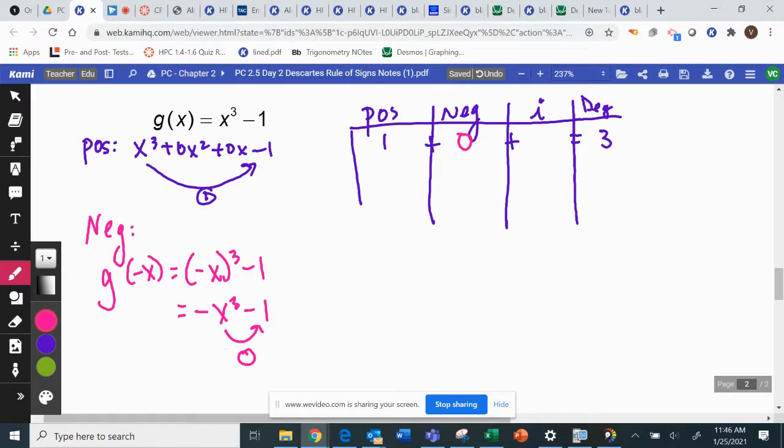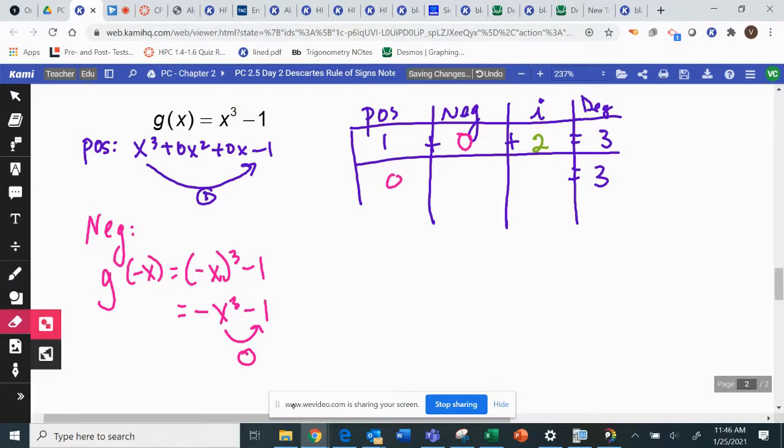So if I have 1 positive and 0 negative, how many imaginary would I have to have? 2. So now, is there another scenario that would equal 3? Yeah, Blake. Blake suggests, how about 0, 0, 3? And you guys are going to tell him what? Why not, Liam? Because 3 is not even, and the imaginaries have to be even.